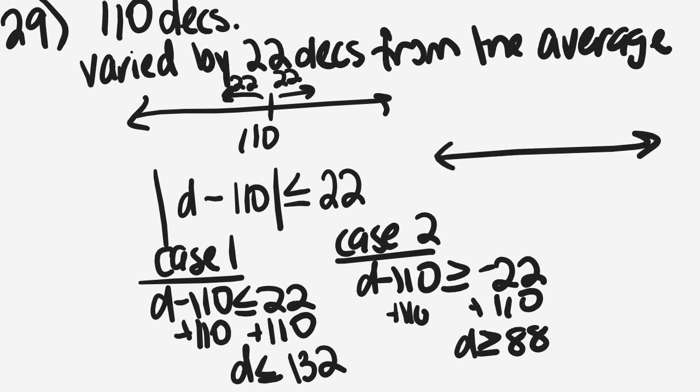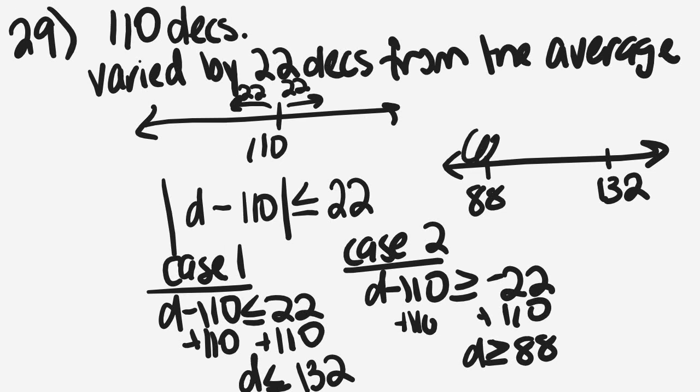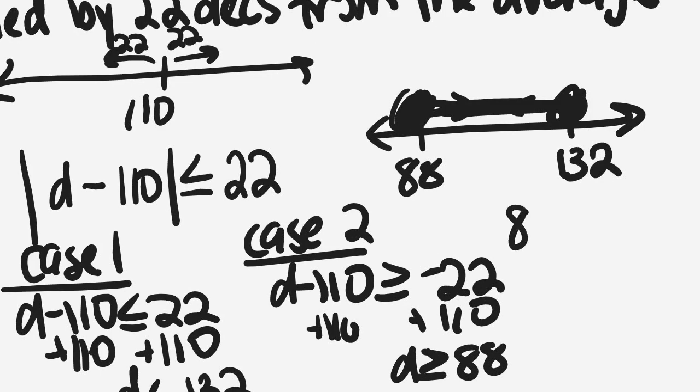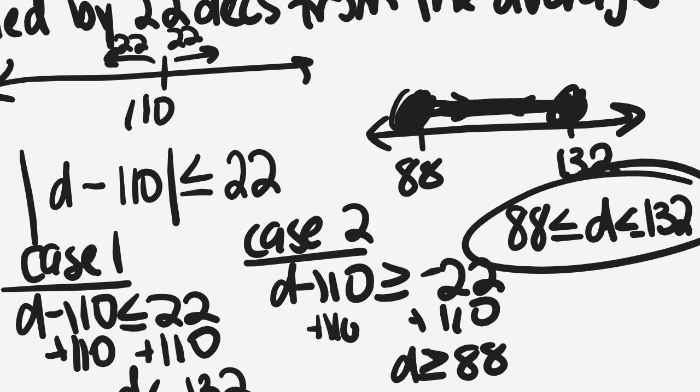Now let's graph this. So we have 88 and 132. These are solid circles. Everything bigger than 88 and everything less than 132. So that is an in-between situation. And we can write in-betweens as 88 less than or equal to D less than or equal to 132. And that is our answer. And that completes our practice test. Hope that helped. Practice quiz, not test. Whoops.